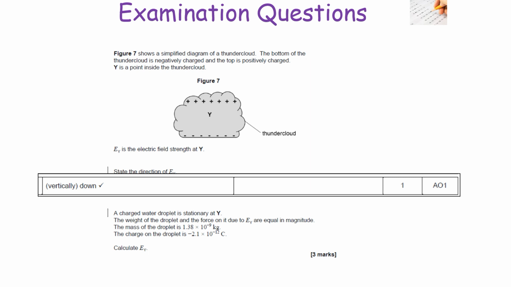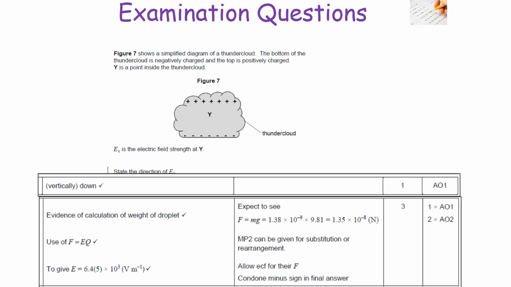Now, to work out EY, how can we work this through? Well, it says that our water droplet is stationary. So we can say that the electrical force acting upwards is equal to the weight of the water droplet acting downwards. So we can say that our electrical force is equal to EQ. Our weight is equal to mg. We're given m in the question to be 1.38 times 10 to the minus 9. So you can work out our weight to be 1.35 times 10 to the minus 8. We can make that equivalent to EQ, and therefore we can say E is going to be this 1.35 times 10 to the minus 8 over the charge of the droplet in the water cloud, and we get 6.4 times 10 to the 3 volts per meter.